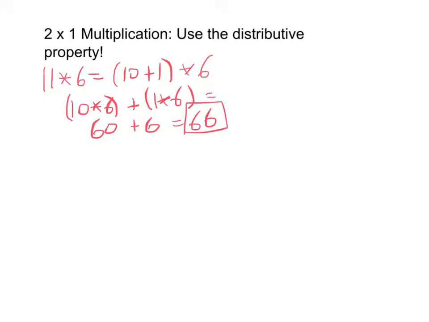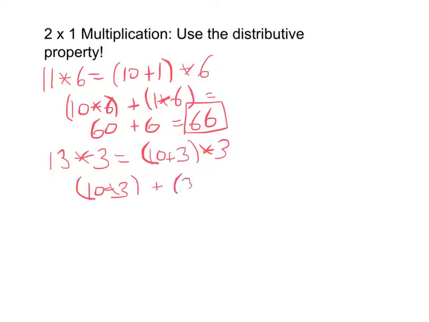Okay, so what if we had 13 times 3? So we're going to break that up into 10 plus 3 times 3. So it'll be 10 times 3 plus 3 times 3, which equals 30, plus 9 equals 39. Okay, so now let's try some where we have a one-digit exchange.